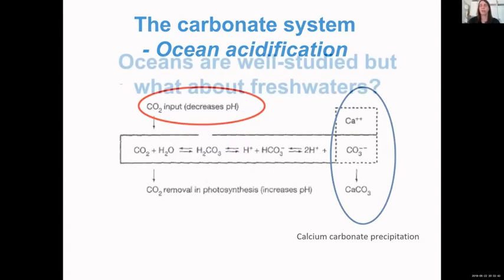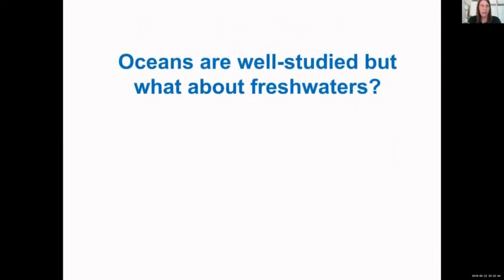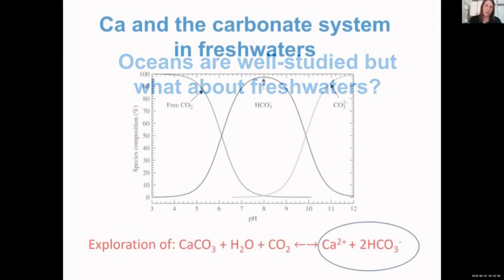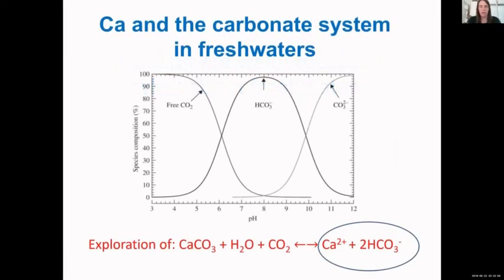So the oceans are really well studied when it comes to the carbonate system, but the freshwaters are not really well studied. We have a few examples where we studied all this carbonate system, but not very many. So I was thinking, okay, if we have this equilibrium, then we should somehow see a relationship between the calcium and the bicarbonate, if everything turns out like being in the ocean and like the theory tells us. So I was interested, what is the relationship between the calcium and the bicarbonate?